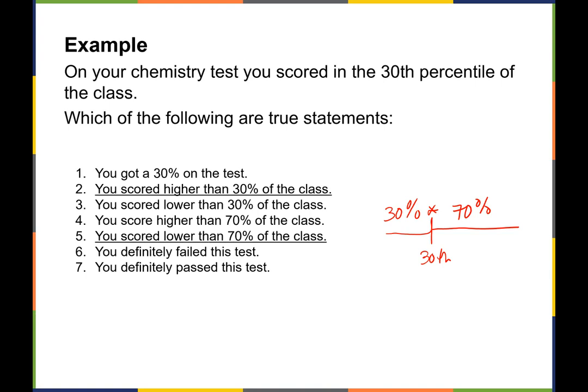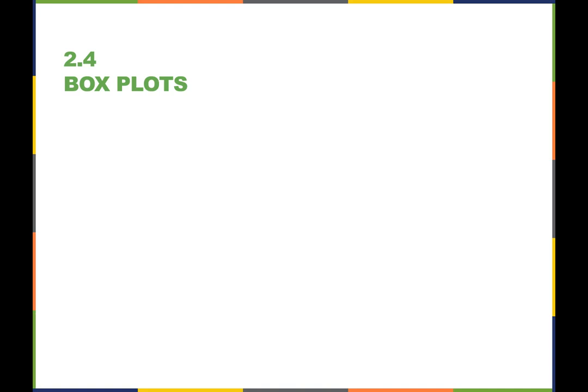As for you definitely failed this test, maybe, maybe not. Maybe people did great on this test, and the 30th percentile was like an 80% for all we know. There's no way to come back with your test score just based on your percentile. You would need more information. So you can't say you definitely failed or you definitely passed.